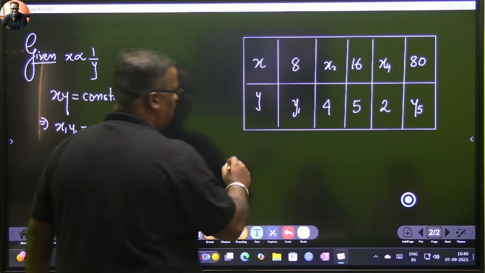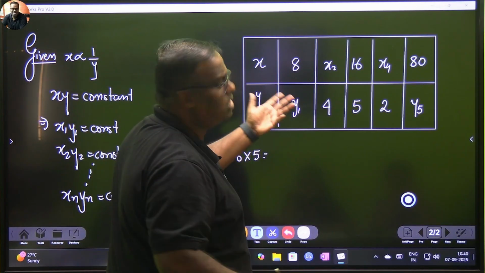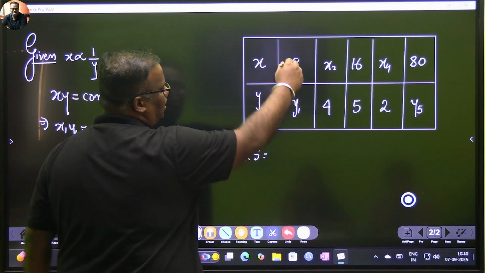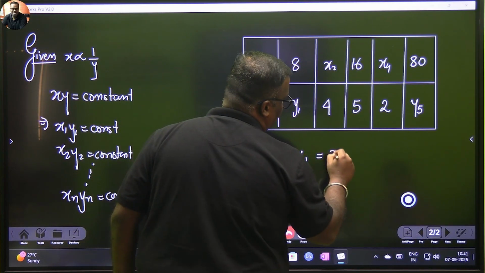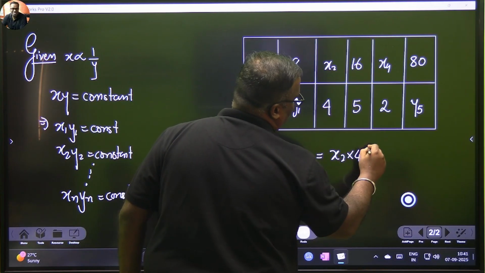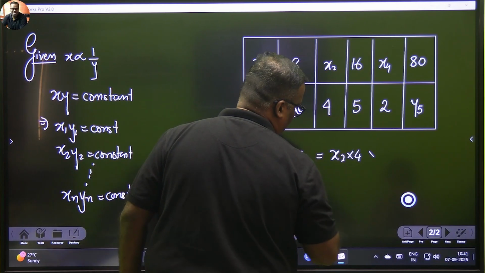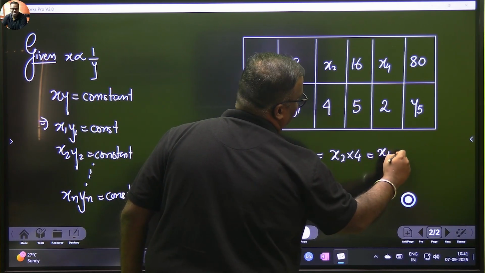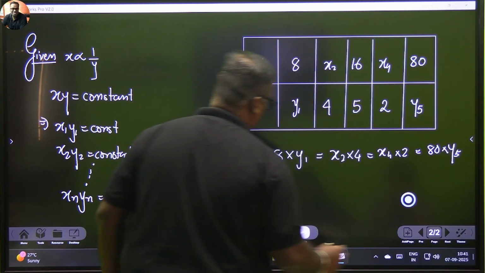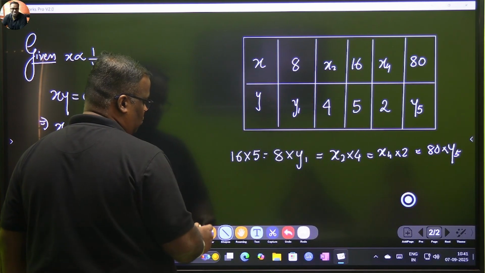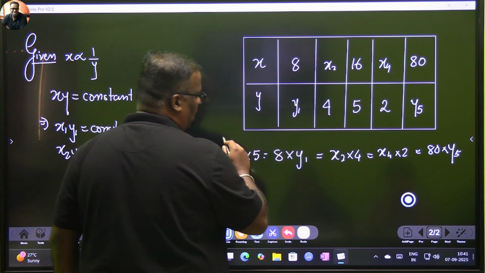So we can write that 16 into 5 is our k basically. So we'll write it here: it should be equal to 8 into y1, should also be equal to x2 into 4, should also be equal to x4 into 2, should also be equal to 80 into y5. You can take the equations one at a time and start solving.